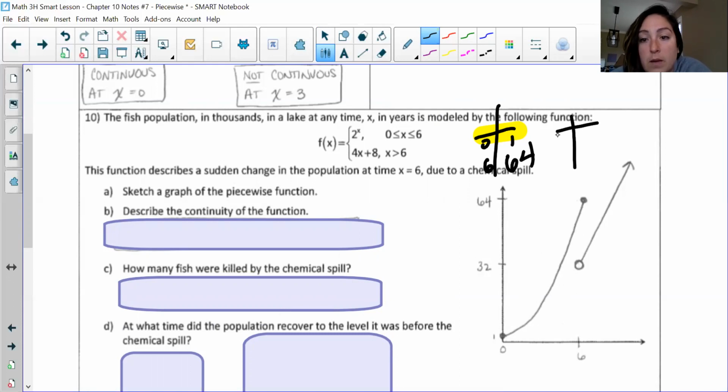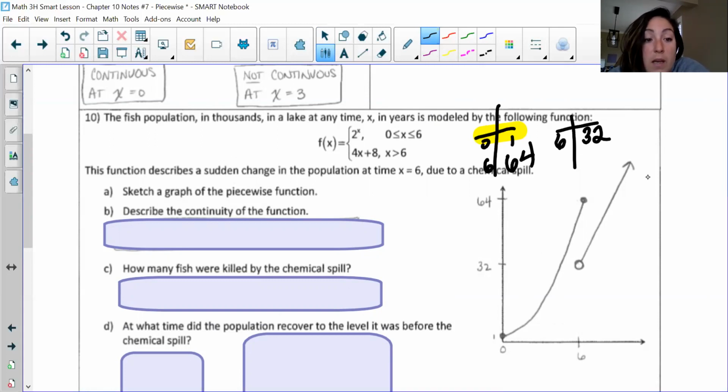So that's, let's see, when x is equal to 6, we have 6 times 4 plus 8, so that's 32. And then we have a positive slope of 4x. So we get our graph looking like that for the second function. Open circle here because it's not equal. X is not equal to 6. It's just greater than. So that's our starting point and everything above.